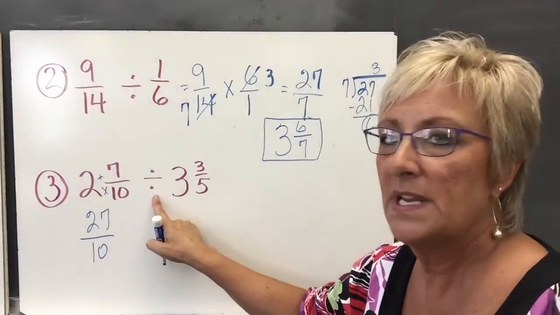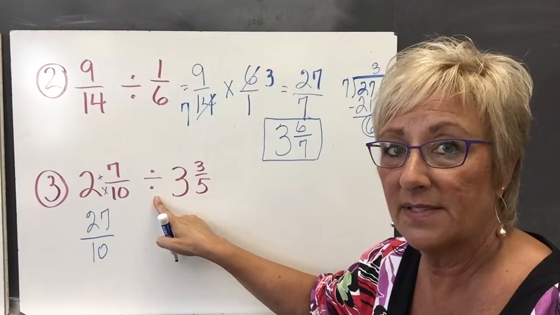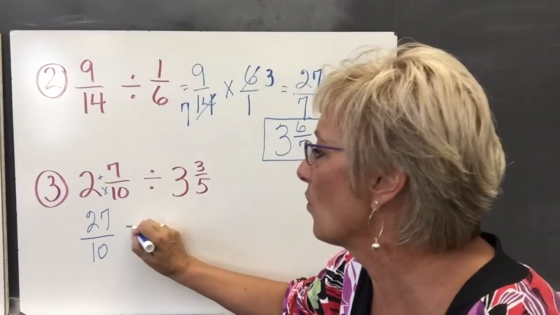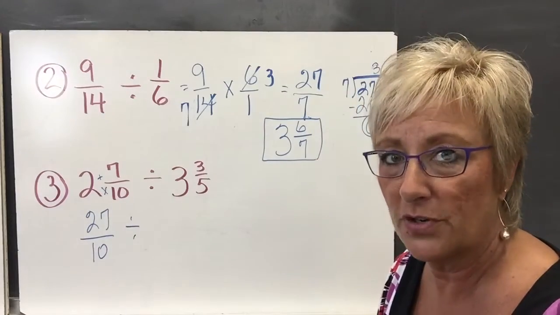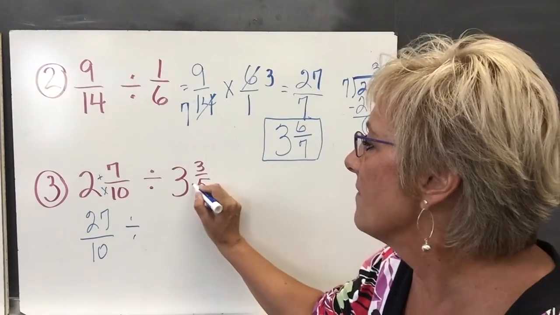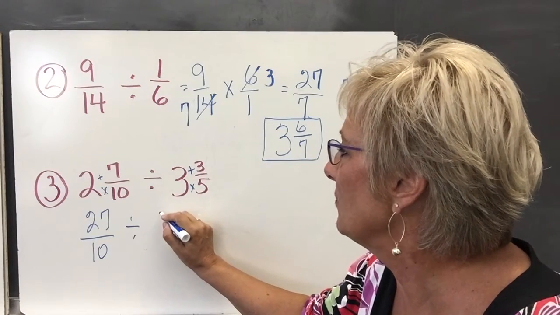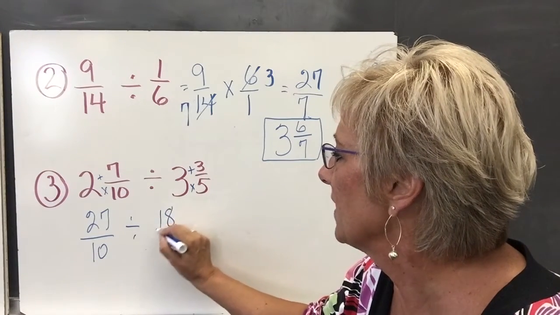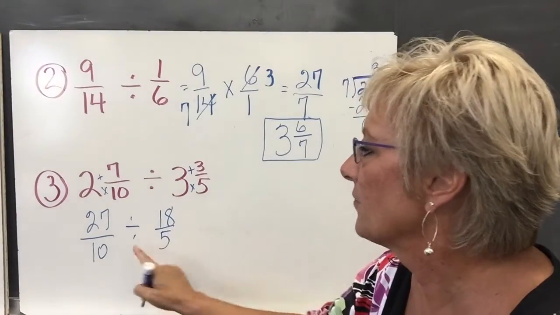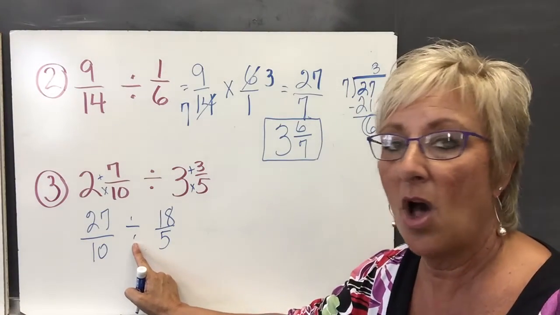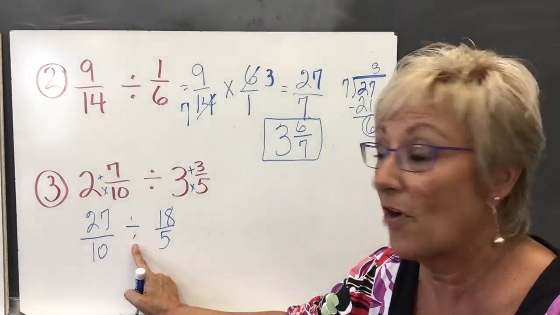If you want to, we know that we're going to have to flip this and multiply it, but let's just go ahead and write it as a division problem first so we don't get it confused. 5 times 3 is 15, plus the 3 is going to leave me with 18/5. Now don't forget, it's still in the division problem. All I did here was change it into an improper fraction.